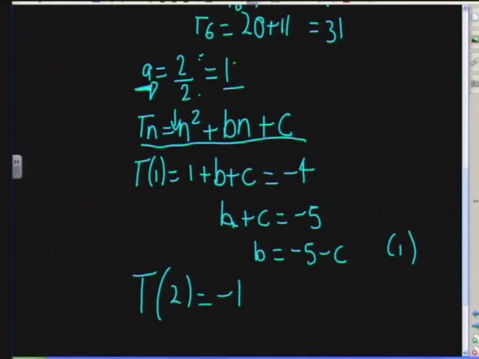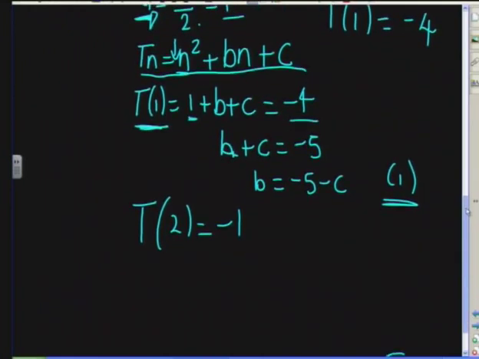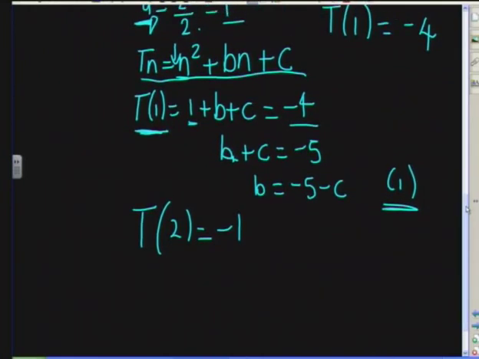Now, when we do the simultaneous equations, we've got to use terms that are in the sequence to help us find b and c. So I knew that term 1 is minus 4. Therefore, in place of n, I put in 1, and I say term 1 is equal to minus 4. This will give me one equation that I can use to solve simultaneously for b and c. So this is going to become 1 plus b plus c is minus 4. Therefore, b plus c is minus 5, and b is equal to minus 5 minus c, which we call equation 1.